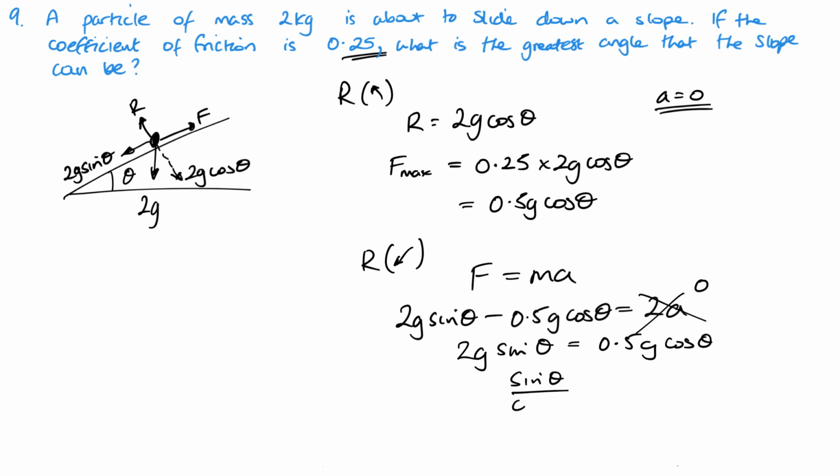Divide by cos, and then 0.5g divided by 2g, the g's cancel, leaving me 1/4. So we get tan theta equals 1/4, so theta is 14.03 degrees. Let's just leave it as 14 degrees to two significant figures. That means that's the maximum value. Anything lower than that, the friction wouldn't need to be at its maximum. Anything above that means the force acting down the slope will overcome my value of friction.